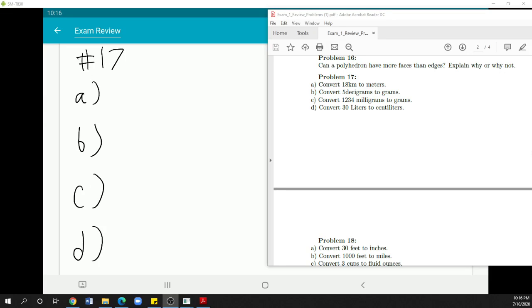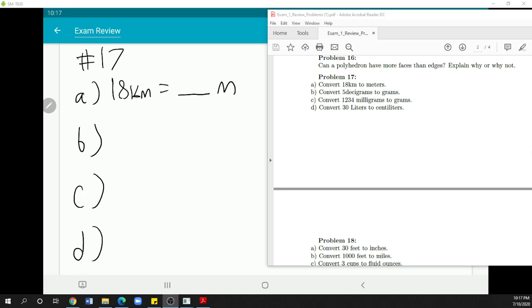Problem number 17. So now we've got some unit conversions, and they are all metric. Metric conversions are kind of nice because you do the same thing no matter if it's grams, meters, liters, no matter what. Just knowing how to convert between base to kilo to those kind of things is super helpful. So we want to convert 18 kilometers equals blank meters.